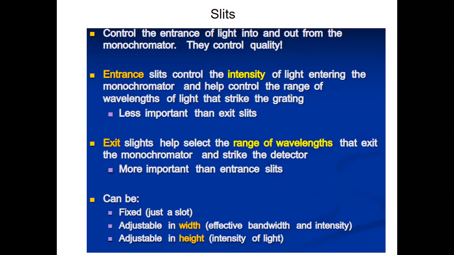The exit slit plays a more vital role because it helps to select the range of wavelengths that exit from the monochromator. That one is more important than the entrance slit because that is the wavelength which goes to the sample, and based on that wavelength we will be able to gather information from the sample. Therefore, the exit slit is more important than the entrance slit.